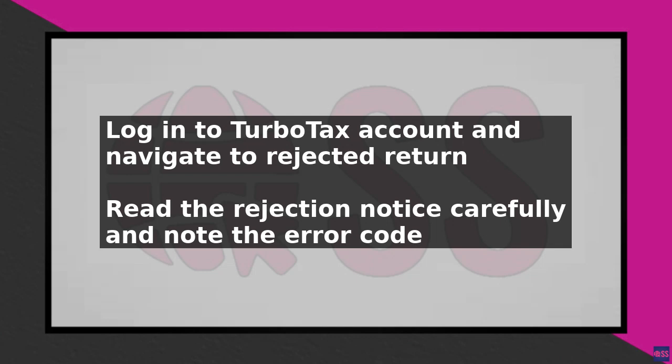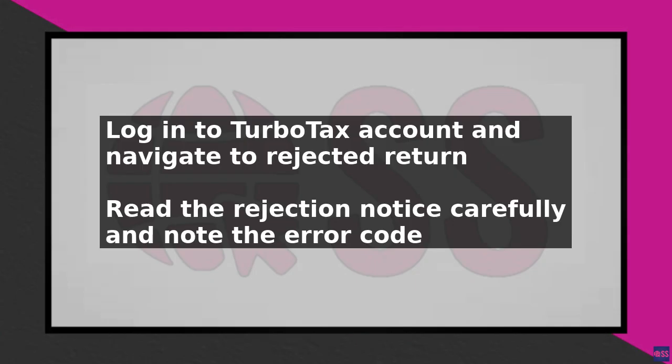Now, let's go through the step-by-step troubleshooting process. Step 1. Check your personal information. Ensure your name, social security number, and birth date are correct. Also, verify your spouse's information if you are filing jointly.